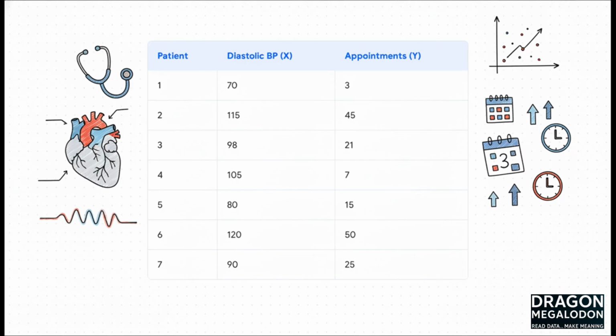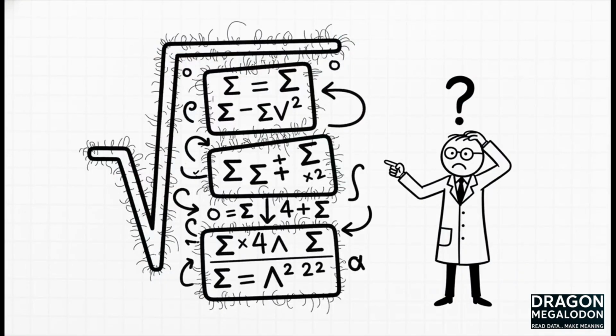All right, time to get our hands dirty with some actual data. Here we've got 7 patients. We have their diastolic blood pressure, and we have the number of doctor's appointments they had last year. We've got a hunch that maybe higher blood pressure leads to more appointments. Let's see. Okay, so the actual formula to calculate R, well, the source material calls it a big, hairy calculation. And honestly, that's not wrong. It involves a whole bunch of steps and multiplying and square roots.